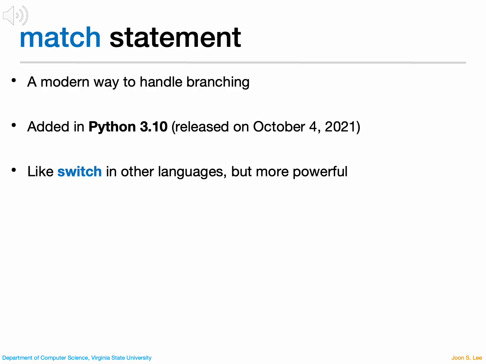Unlike switch, which usually only compares values, Python's match can check patterns, unpack data structures, and even apply conditions called guards. That makes it much more flexible for writing clean and readable decision-making code.